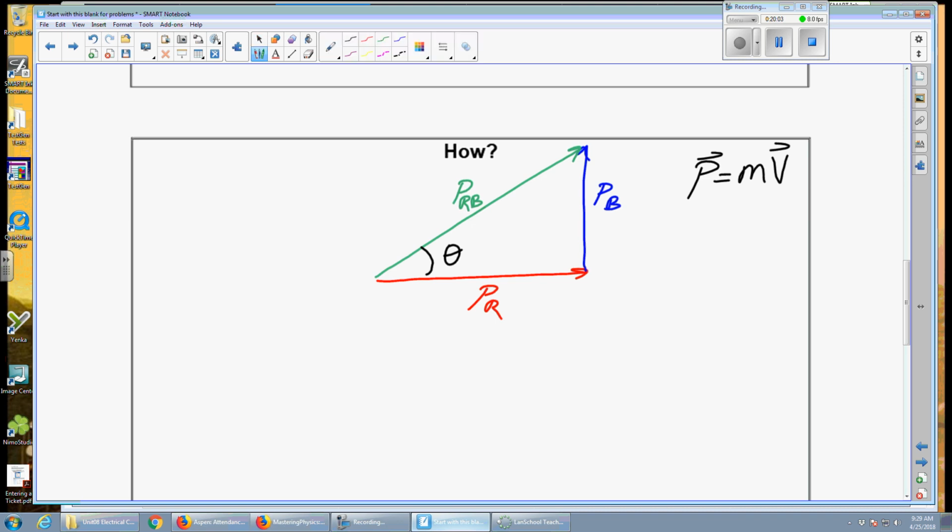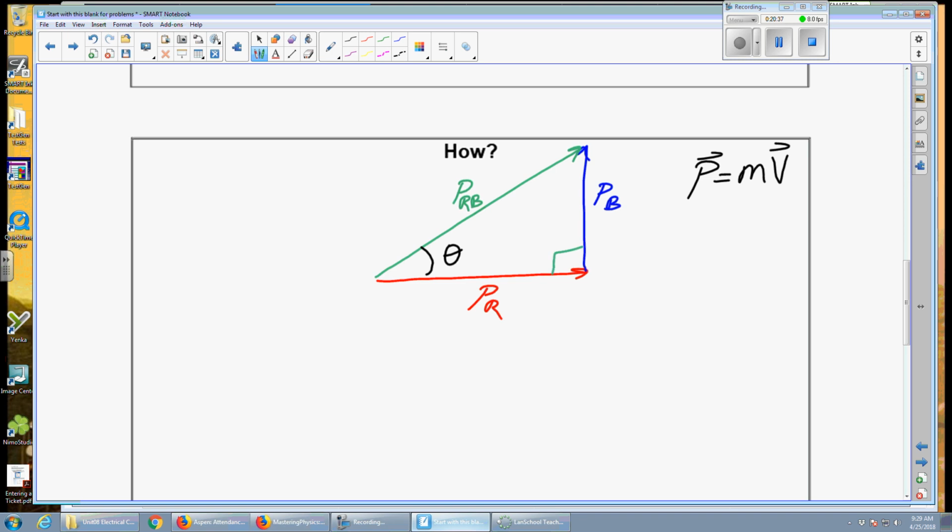I know momentum of the red because I know its mass and I know its speed, right? So I know the magnitude of that, and I have its direction. Do I know the momentum of B? Do I know its mass? Do I know its velocity, i.e. its speed and direction? Yeah. So I know these two sides of my right triangle. How can I find the third side, the hypotenuse? I can use Pythagoras, right?